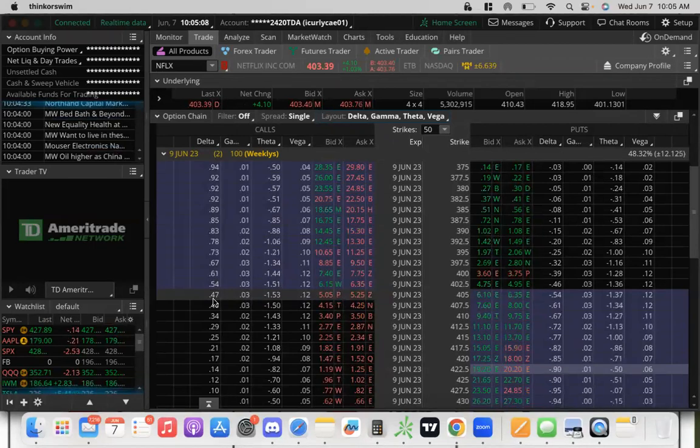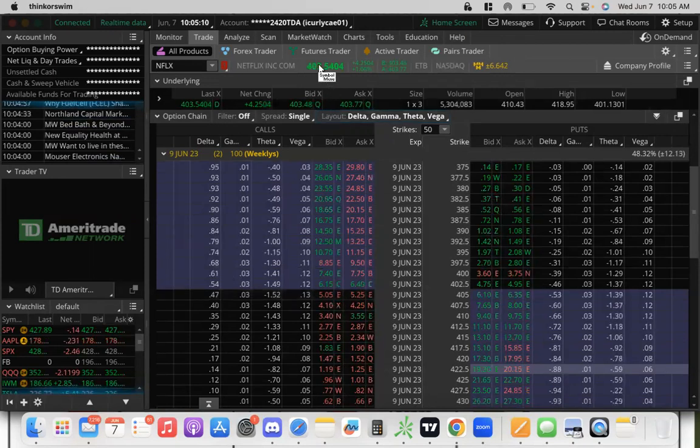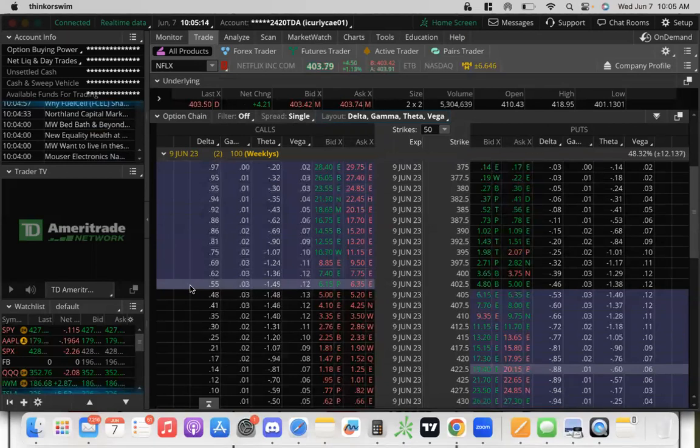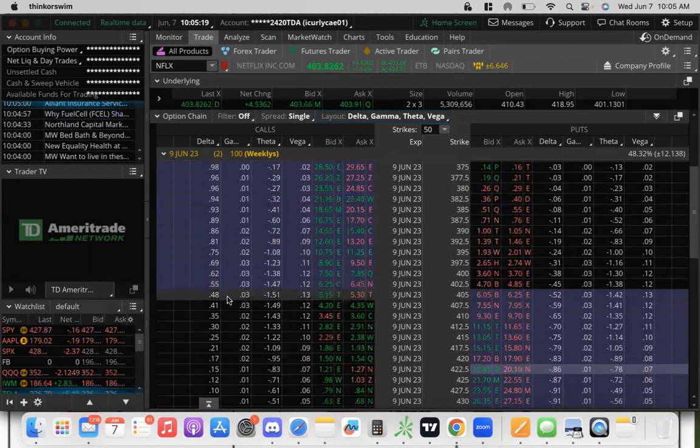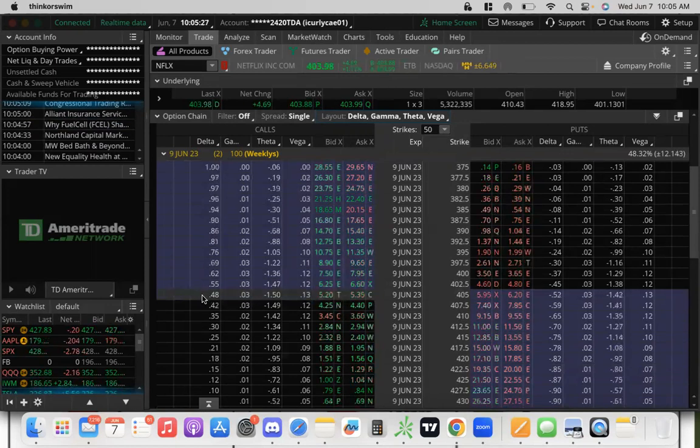So right now the market is actually open, and as you see, Netflix is kind of fluctuating. It's roughly at the $403 mark, give or take. So after it moves up an additional dollar, if we just pay attention to this particular strike price right here, which is 405, then we're going to be adding an additional $0.48, okay?